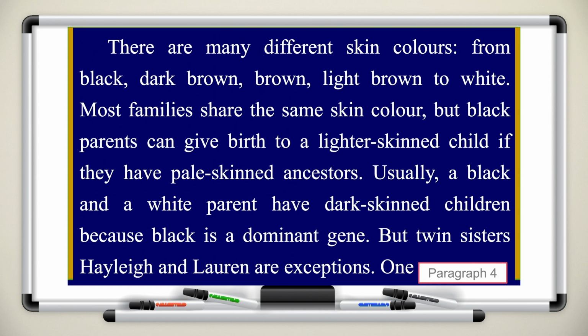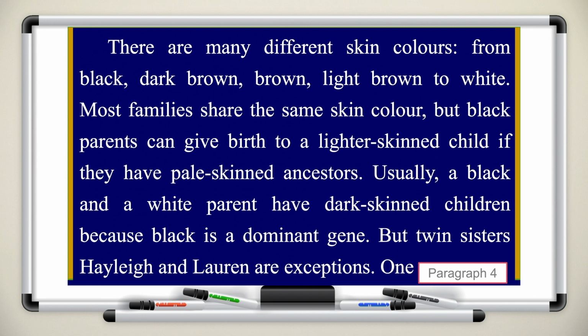There are many different skin colors, from black, dark brown, brown, light brown to white. Most families share the same skin color, but black parents can give birth to a lighter-skinned child if they have pale-skinned ancestors. Usually, a black and white parent have dark-skinned children because black is a dominant gene.